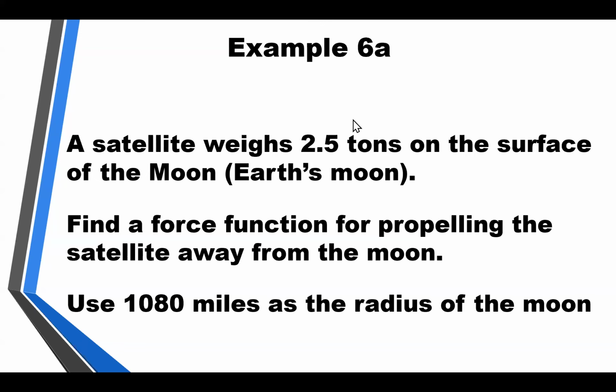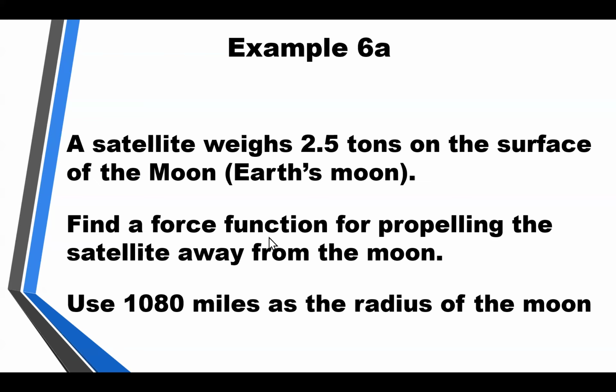Let's do another example. In this example, it says a satellite weighs 2.5 tons on the surface of Earth's moon. Find a force function for propelling the satellite away from the moon. Use 1,080 miles as the radius of the moon. And then it's going to ask us to propel the satellite away from the moon a certain number of miles. But first, let's find the force function.